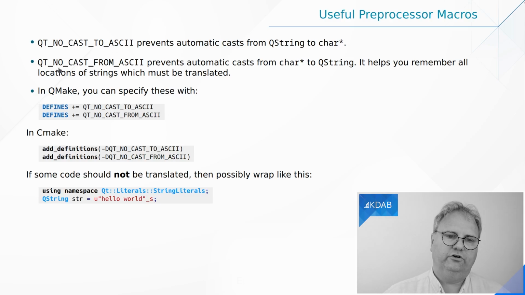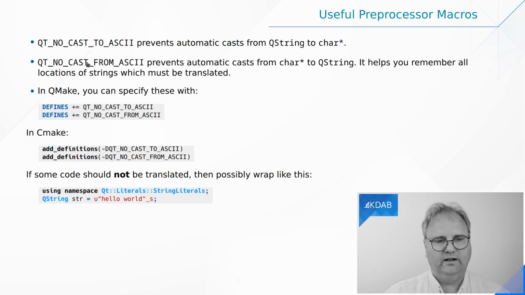And if you set this one, Qt no cast from ASCII, then it will disable that particular implicit constructor. Well, it will make it explicit, I think. No, it will not. It will compile it entirely out of your application and give you an error if you try to create a QLabel without specifying a QString, but just giving it a char pointer.